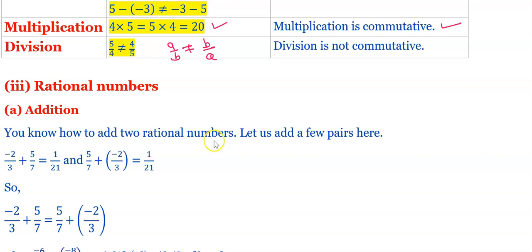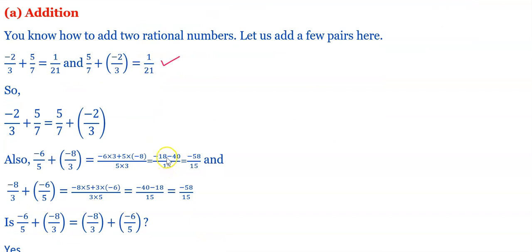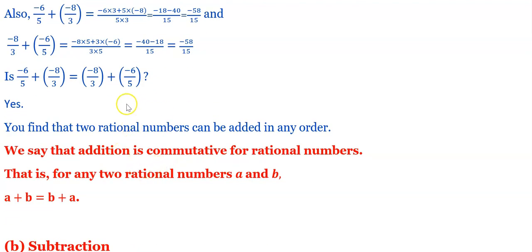If we take any two numbers from the set of rational numbers and add minus 2 by 3 plus 5 by 7, you will get 1 upon 21. 5 by 7 plus minus in bracket 2 by 3 is also equal to 1 upon 21. So minus 2 by 3 plus 5 by 7 equals 5 by 7 plus minus 2 by 3. If we solve this, we conclude that addition is commutative for rational numbers.